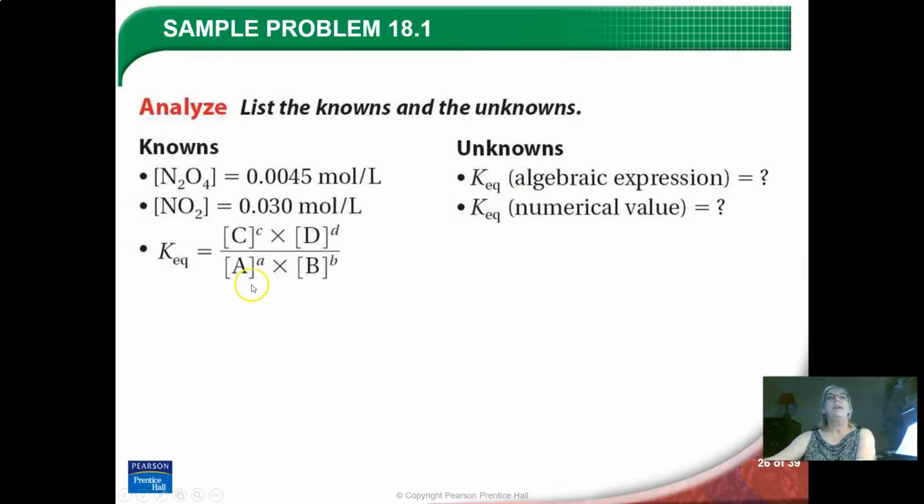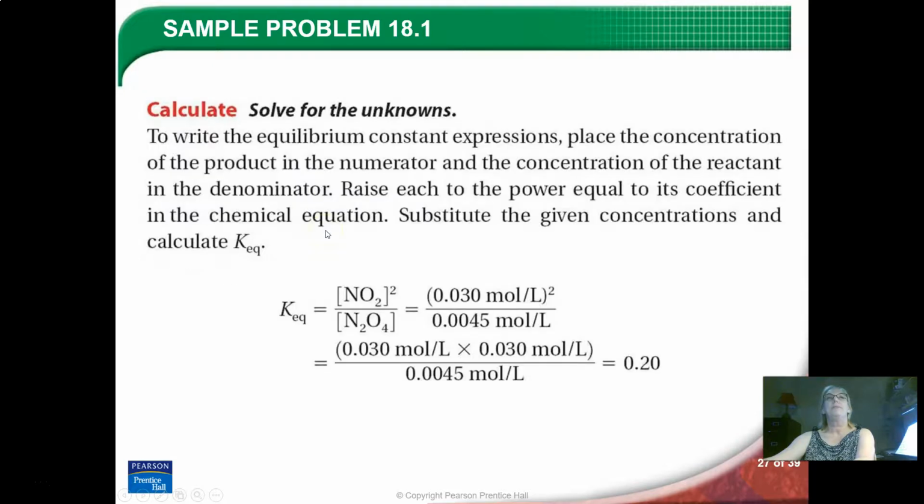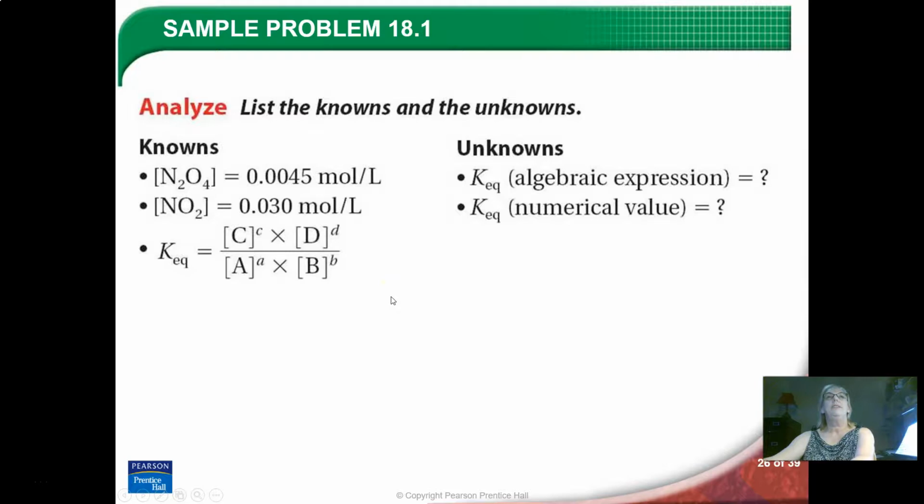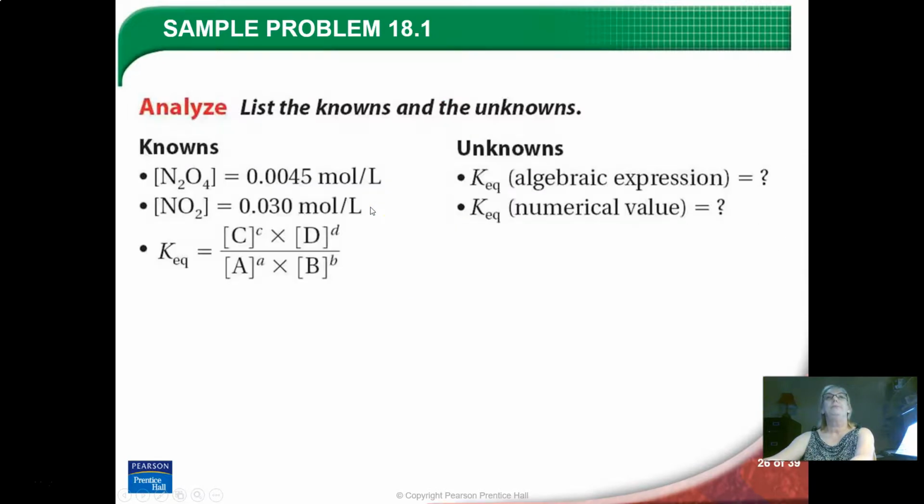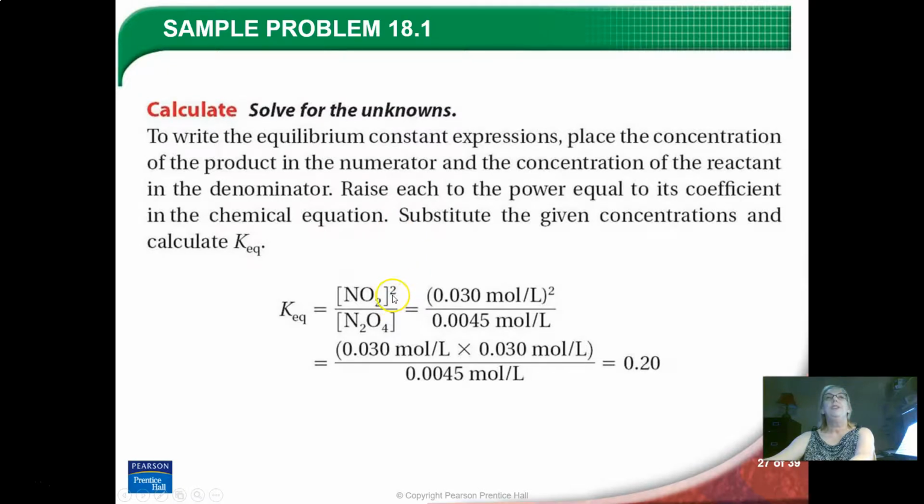So it's set up like that, products with their exponents over reactants with their exponents in molarity. It has to be molarities, brackets. So if you go back to the balanced equation, 2 NO2s, 1 of these guys. So 2 of those, 1 of those. So I have to square this number here. So try that in your calculator. Make sure you can get this.